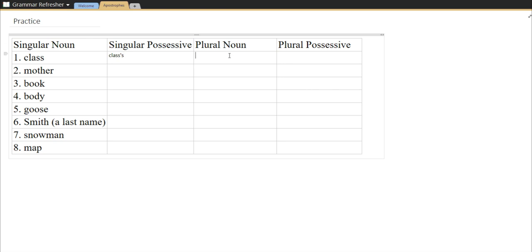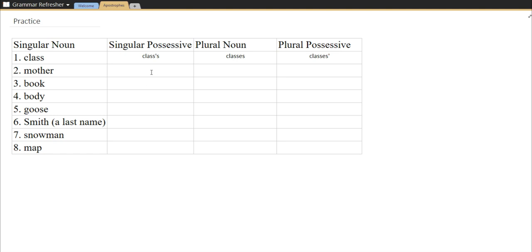Next, how do I make the word class just a normal old plural noun? Let's say my sentence is, I teach five classes of English. Add an ES, classes. Next, plural possessive. All I have to do is take my plural form of that word, which is classes, and our rule is when a plural noun ends in S, all you add is the apostrophe.